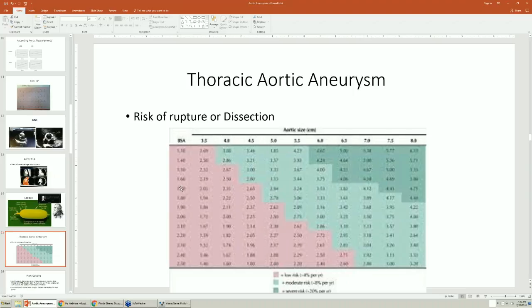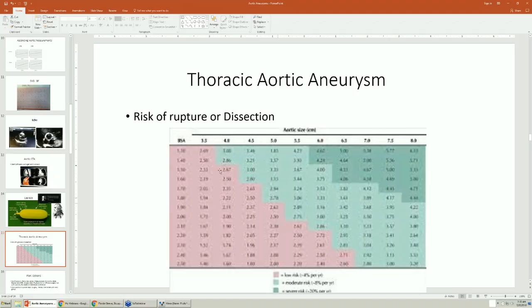We've got body surface area on the ordinate, and on the abscissa we've got the aortic size. And so you can see as the size goes up and the body surface area goes down, there's greater risk. But as the body surface area goes up, then we're applying this aorta to a larger person, which means it's more proportional, which means the pressure is the same, but the tension is reduced because it's distributed over a greater area and a greater person.